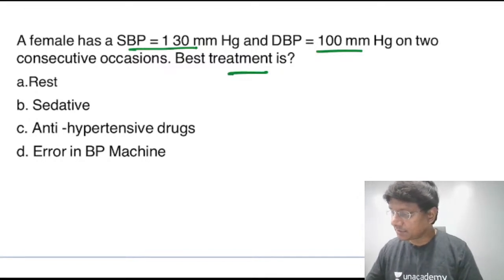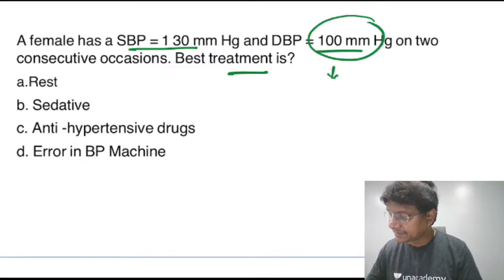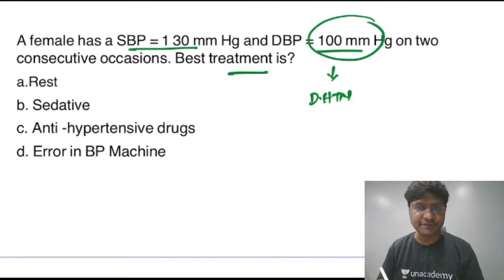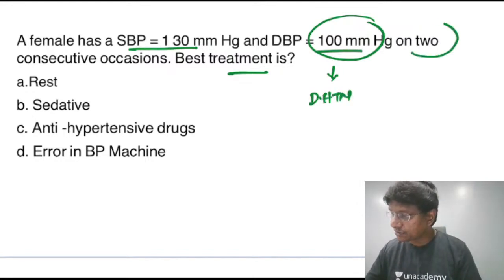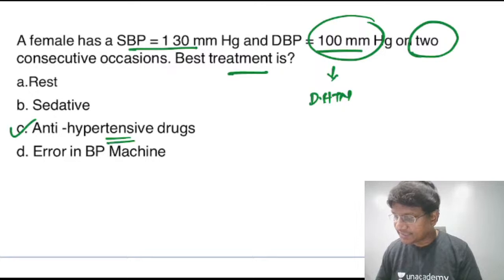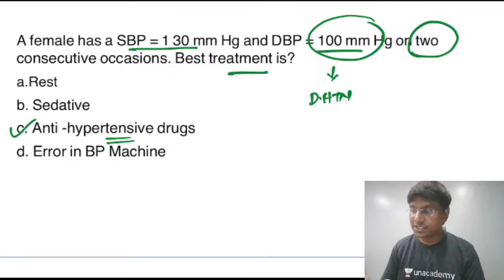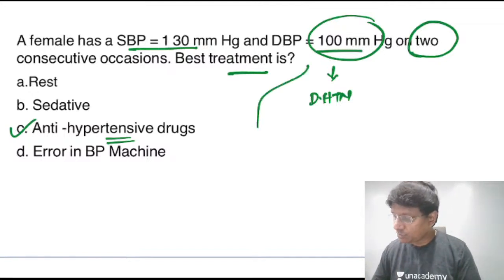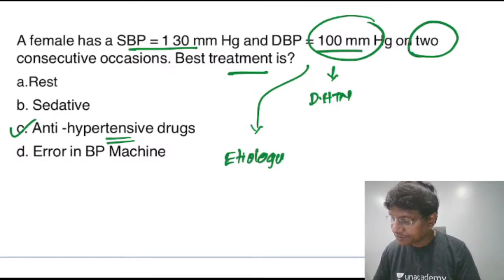So now this patient is having diastolic hypertension, and it is present on 2 consecutive occasions. So it is not a one-off reading. You have to start the antihypertensive drugs because there is isolated diastolic hypertension present on 2 occasions. Now, what are the etiologies that will cause diastolic hypertension?